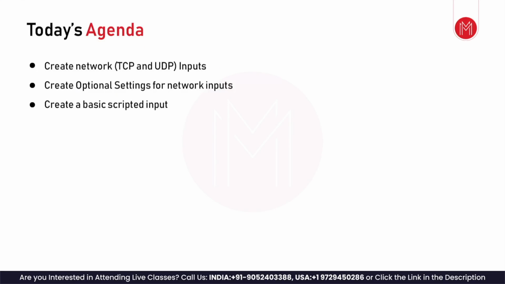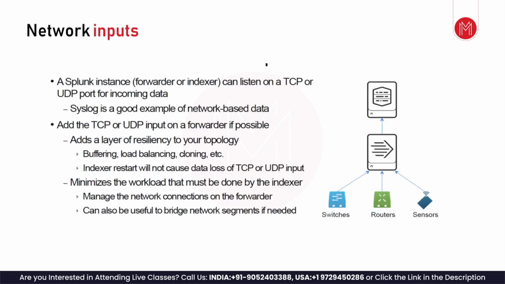Today's agenda: create network TCP and UDP inputs, create optional settings for network inputs, and create basic scripted inputs. We are going to see all of these. When we are talking about network TCP or UDP input, we use Splunk heavy forwarders. The heavy forwarder is the one that handles the syslog mechanism. The data flow is: data is sent from the application server to the heavy forwarder, then from the heavy forwarder to our indexers, and from the indexers to our Splunk search head. So the data flow will be like this.